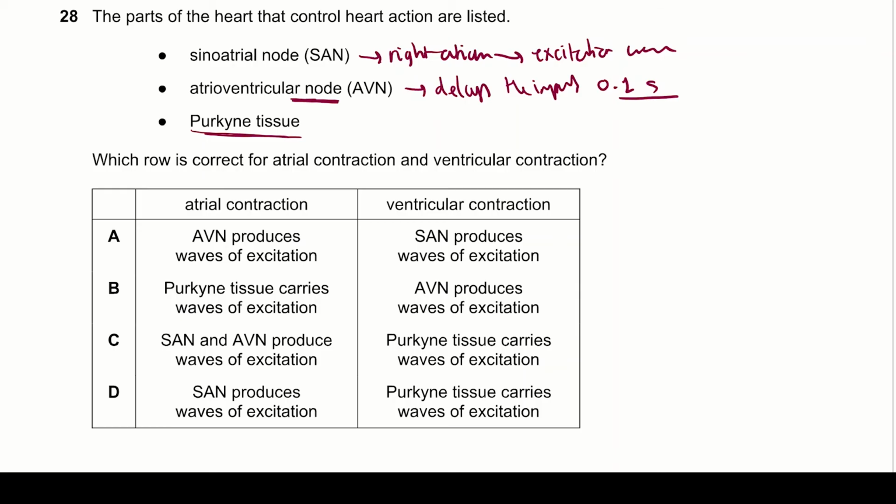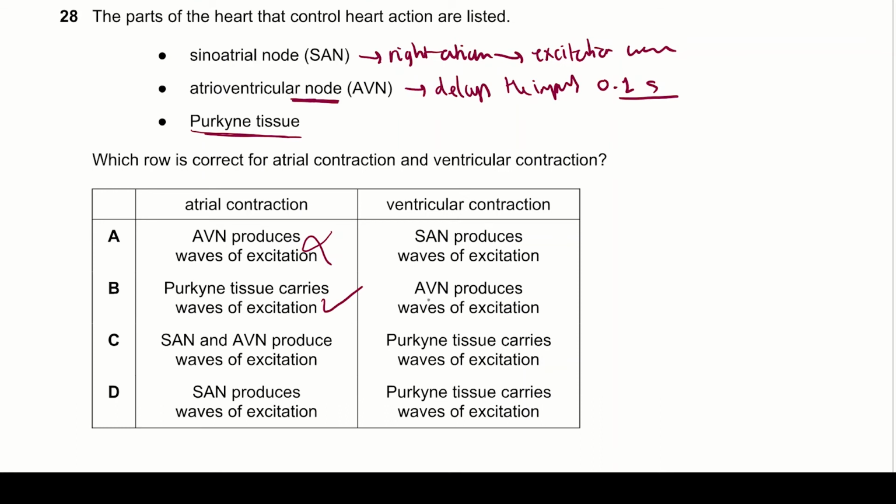Which row is correct for atrial contraction and ventricular contraction? A, AVN produces waves of excitation. This is incorrect, as we said it's the sinoatrial node. B, Purkinje tissue carries waves of excitation. This is correct, it carries it to the base of the ventricle so the ventricle can contract.